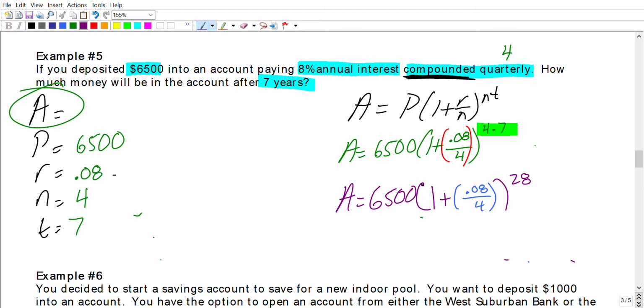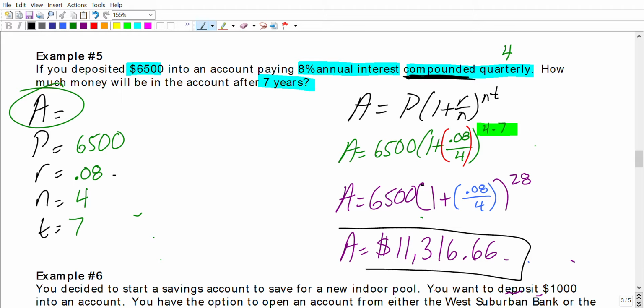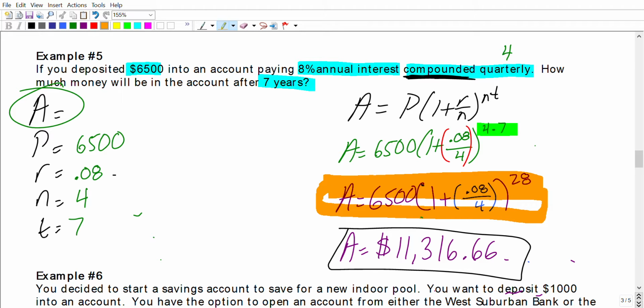If you got what I got, then you should have $11,316 with 66 cents. Okay, $11,316 and 66 cents. So go ahead and confirm your answers, guys. Make sure that is what you got. If you didn't get that, more than likely there was some sort of issue here. So make sure this is what you're typing into your calculator.